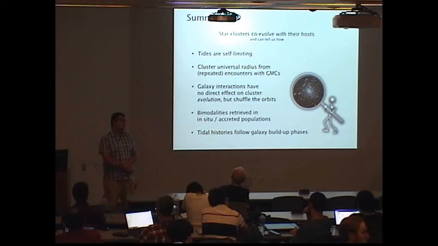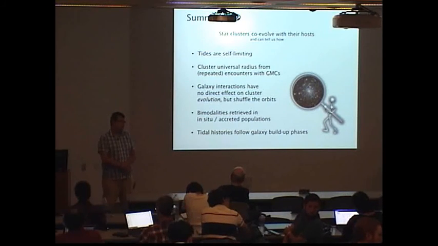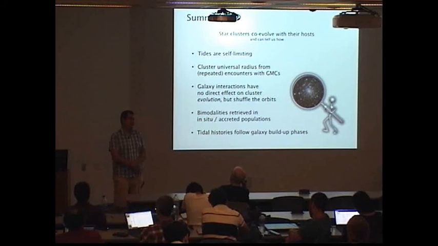The Milky Way has a pretty well-defined age-metallicity relation for globular clusters, and previous simulations have struggled to reproduce that. Have you looked at that? I'm looking at it right now. It's a matter of hours before I get the plot.